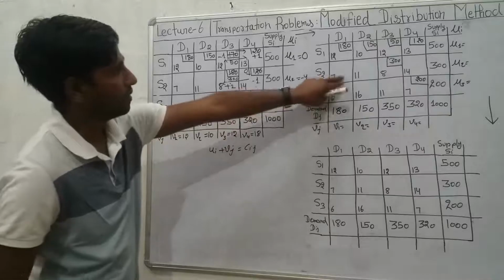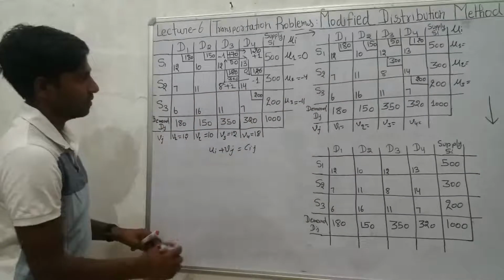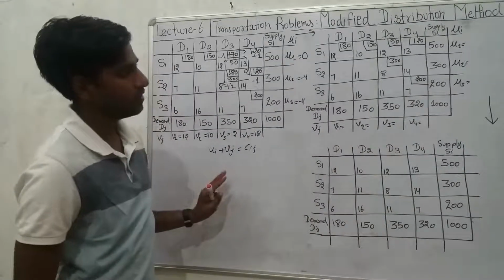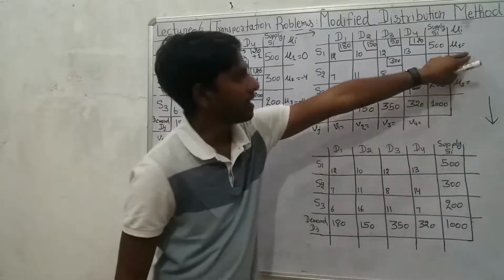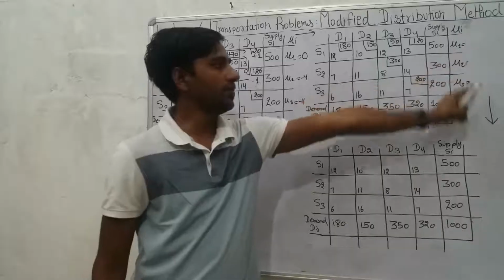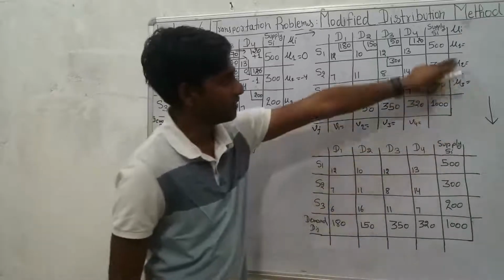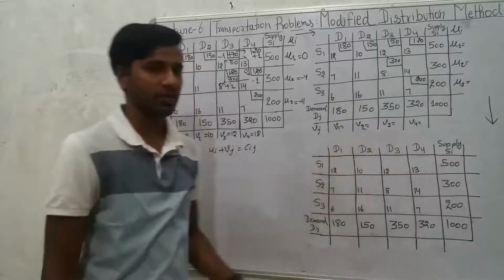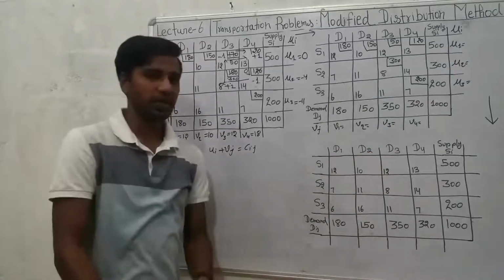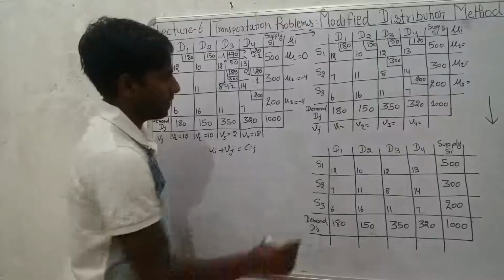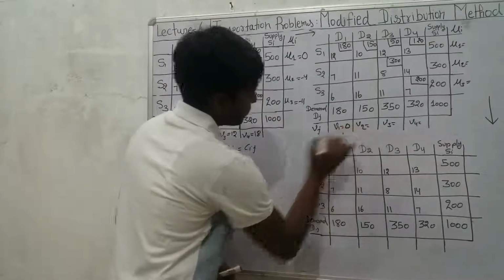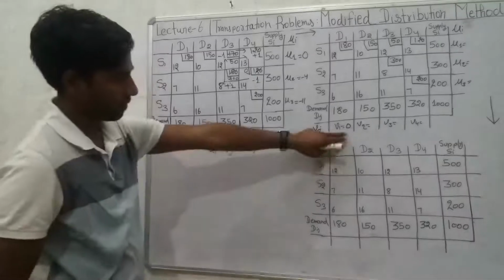So it is the first unoccupied cell. To initiate this step, simply assign any value to any variable. You can assign u1, u2, u3 or v1, v2, v3, v4 any value of your choice. It can be positive, negative or 0. In this case particularly, I am going to assign 0 to v1. v1 is 0.